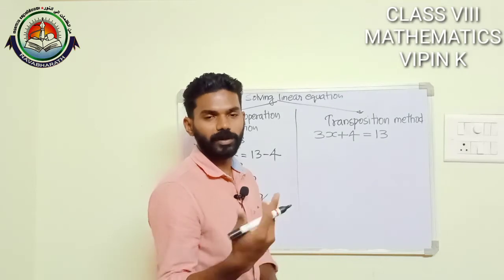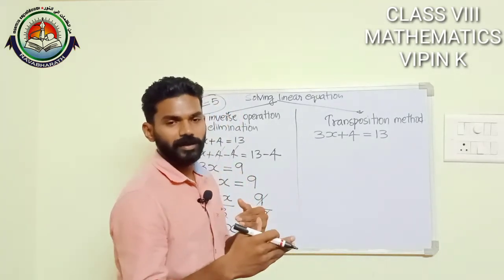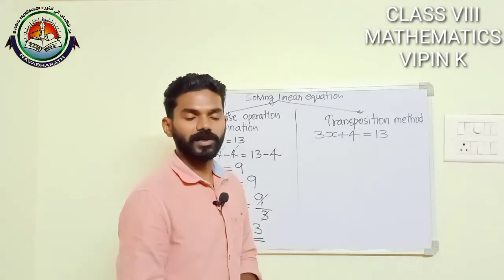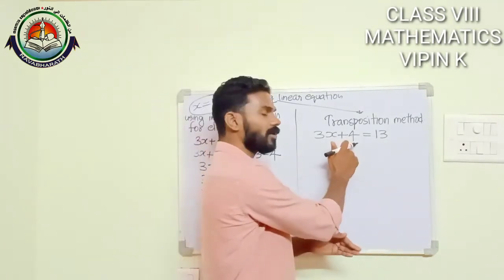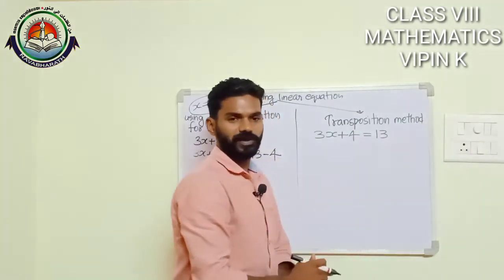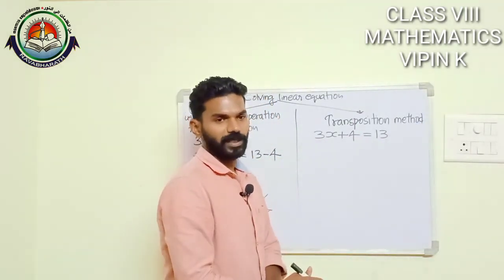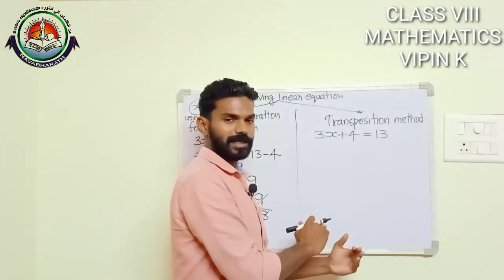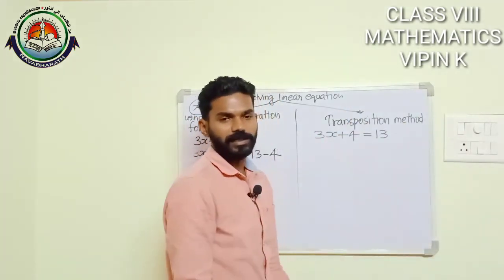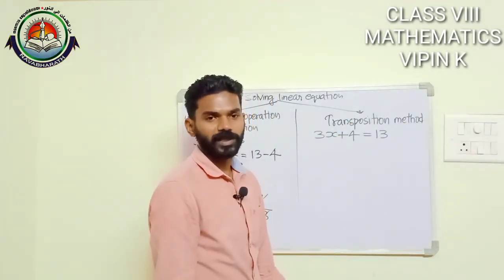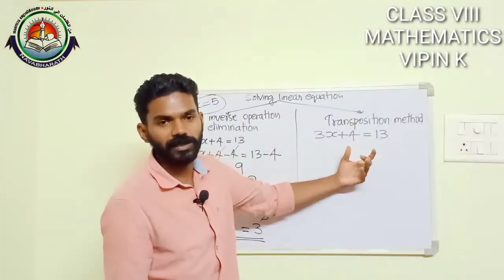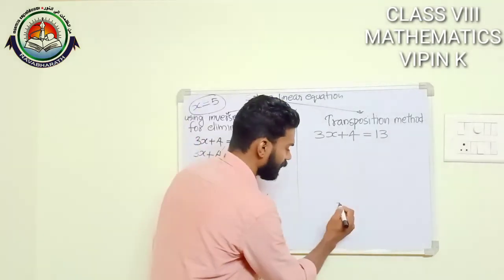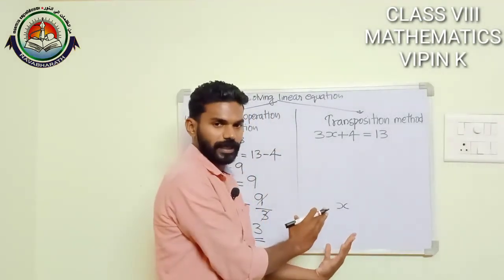And it is important to note that while changing the position of an operation, the operation is reversed. If it is addition, then while changing the position, it would become subtraction. If it is multiplication, then it would become division. If it is subtraction, then it would become addition, and so on. So we are going to transpose the operations and find the value of x, or isolate x onto one side.